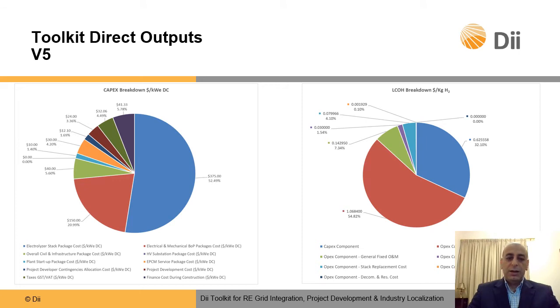The chart on the left is the CAPEX breakdown, and it's important to note that the CAPEX breakdown shall be provided in a detailed format to include not only the equipment, but also other indirect costs such as VAT, GST, finance cost during construction, and other important parameters such as developer cost and contingencies cost.